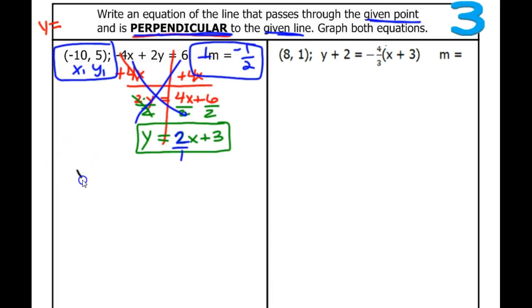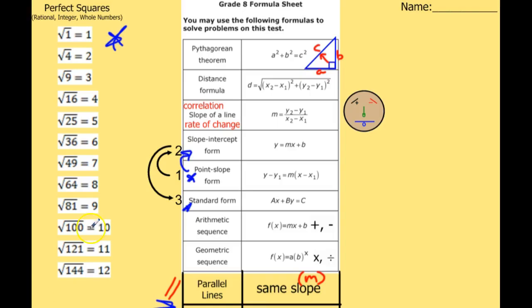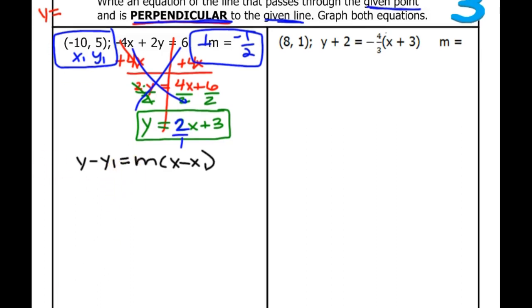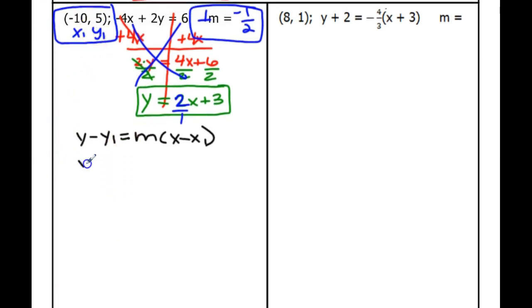Now if we have a point and a slope, it would make sense to start with point-slope form. Now you can copy this right off of your formula sheet. I use this one because we have a point and a slope, so that one makes sense. And I'm going to plug in what we know. y minus y1, right here is 5, equal to our slope, which is negative 1/2, and then x minus x1, which is a negative 10. Those two negatives make a positive.